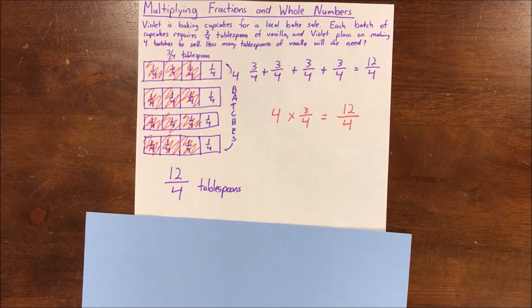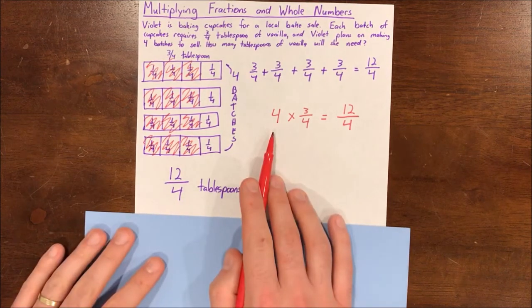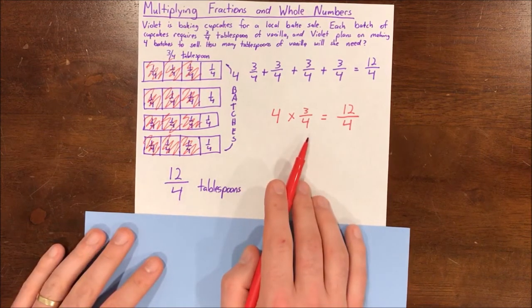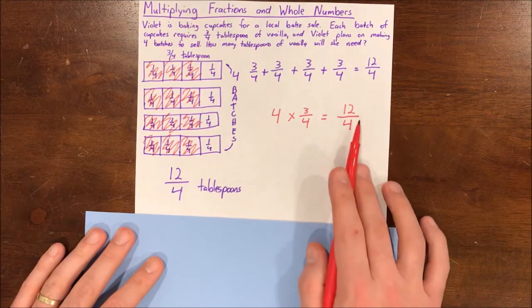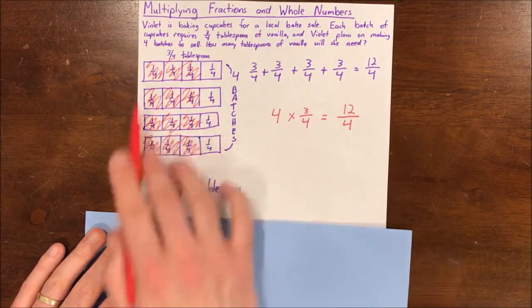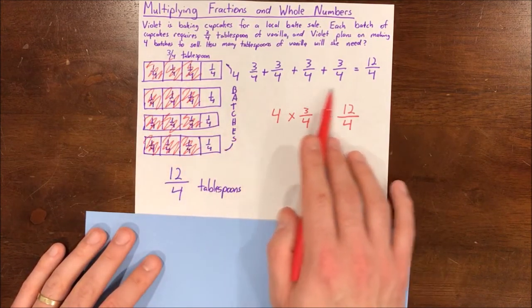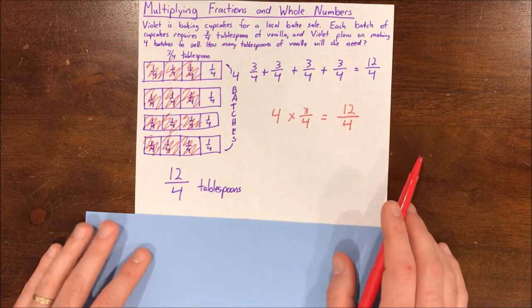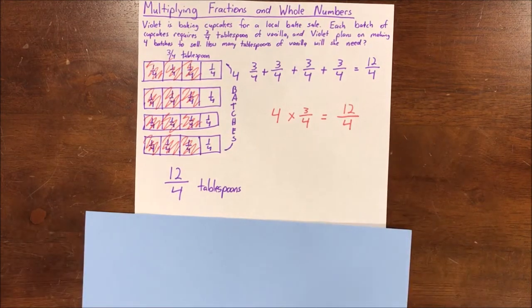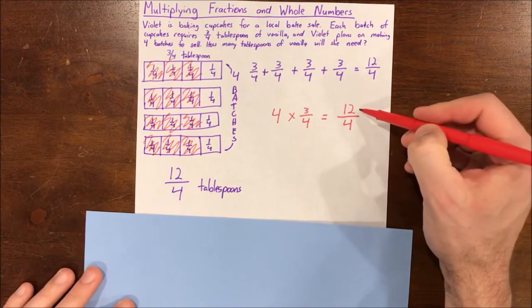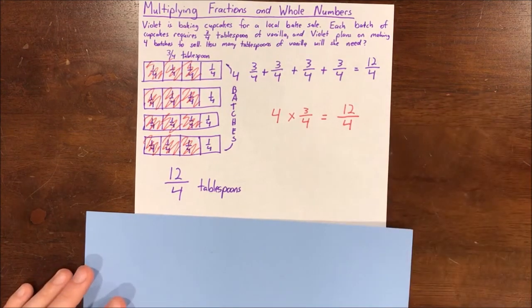Right, it works because we're making 4 groups with 3/4 in each group. So you end up with 12/4, just like we did over here, and we were using repeated addition. The size of the pieces we're working with here doesn't change. The thing that's changing is the number of pieces that we have.